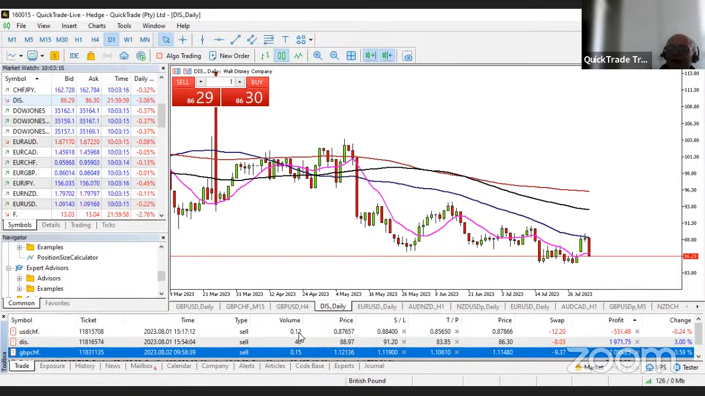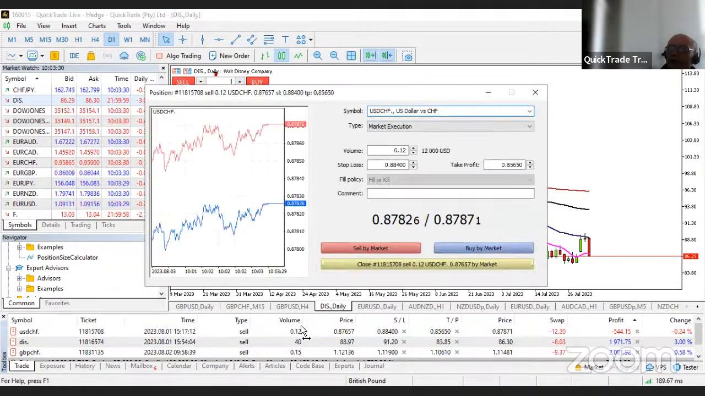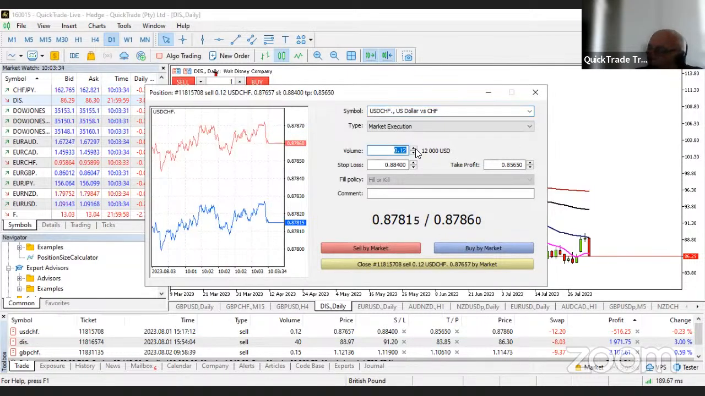You might want to bank, let's say, 5 or 6. Let's say half of it. If you want to bank 6 and let the other 6 run, you don't have to close the entire trade. You can close part of it, partially close it. So let's highlight it and double click. Okay, I'm not going to do it now. I'm just going to show you how to do it. I'm just going to hold on to it. And then you change your volume to the amount you want to bank.